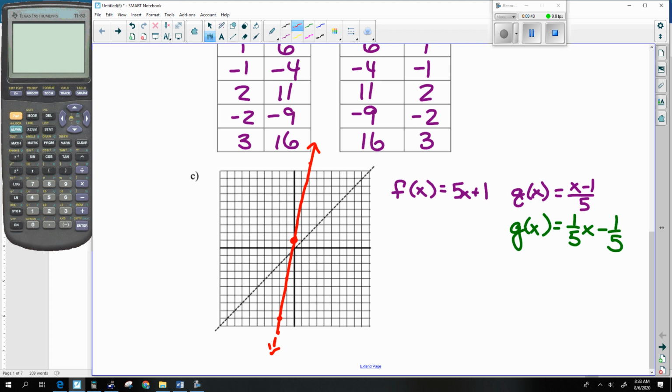And let's go ahead and graph the other one. All right, so -1/5, then up 1, run 5, up 1, run 5, 1, 2, 3, 4, 5. Down 1, still on the top side. So this is just -1. So 1, 2, 3, 4, 5.